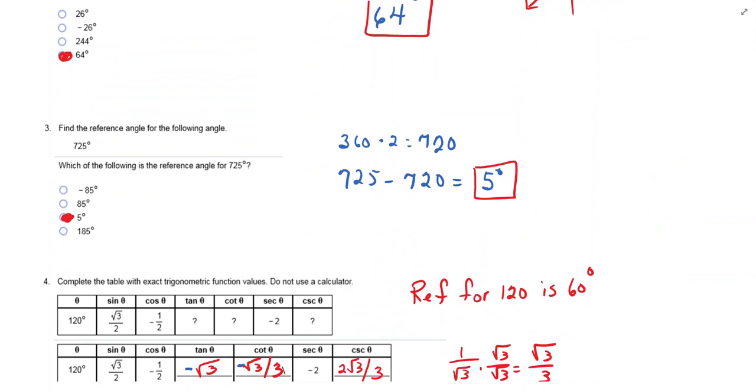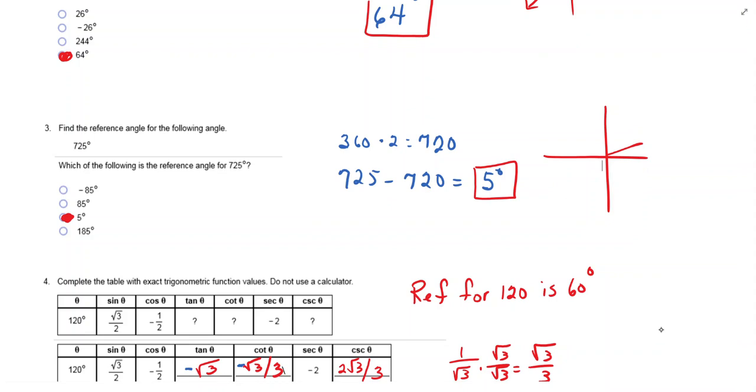Okay. All right, find the reference angle for 725. Well, we know that 720 is 2 times all the way around. If we were drawing it, you'd go around once, that's 360, then you're at 720. So 725 is right there. 725 minus 720, 5 degrees, will be our reference angle.